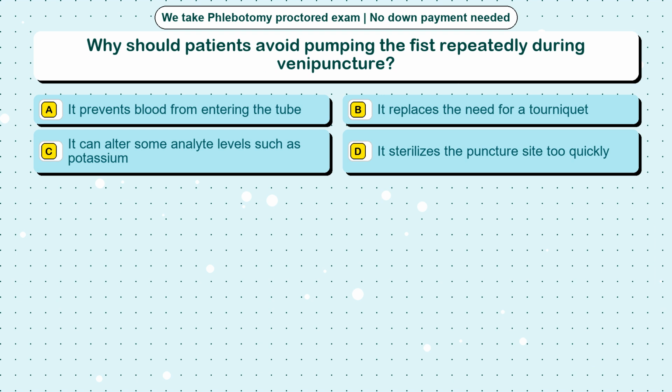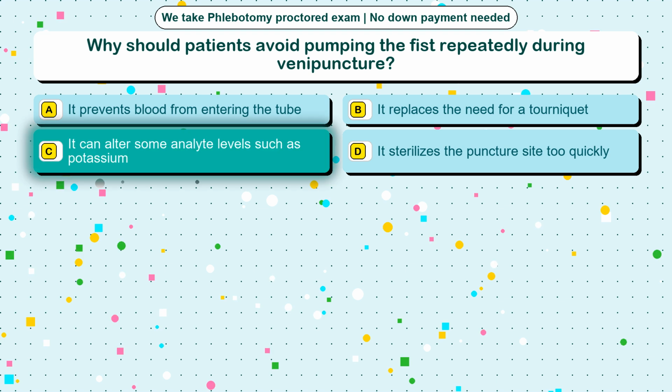Question 33. Why should patients avoid pumping the fist repeatedly during venipuncture? Option A. It prevents blood from entering the tube. Option B. It replaces the need for a tourniquet. Option C. It can alter some analyte levels such as potassium. Option D. It sterilizes the puncture site too quickly. The correct answer is option C. It can alter some analyte levels such as potassium.